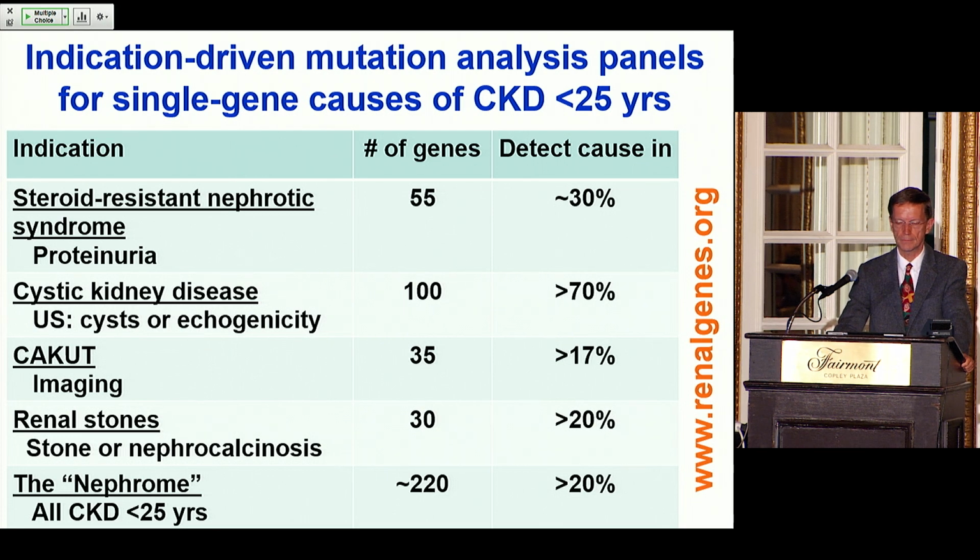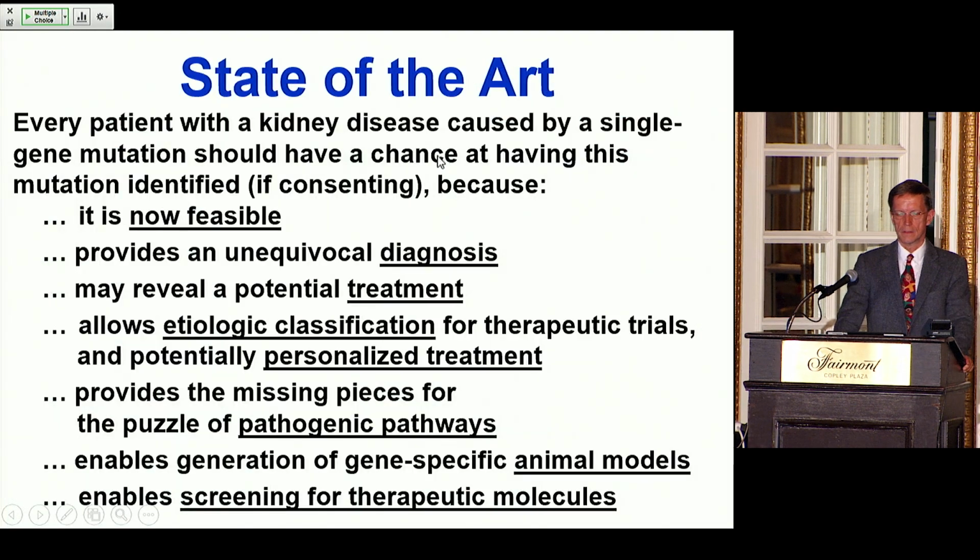And if they don't, I would recommend to provide them with publications from our lab, from Ali Garavi's lab in adult nephrology and others around the world who now show that there is a very high likelihood of finding the causative mutation in chronic kidney disease in this age group. So in state of the art, every patient with a kidney disease that could be caused by a single gene mutation should have a chance to have this mutation identified. Why? Because it can be done now.